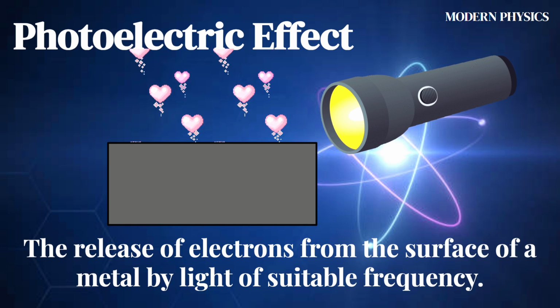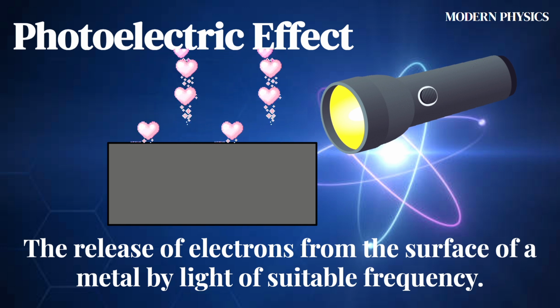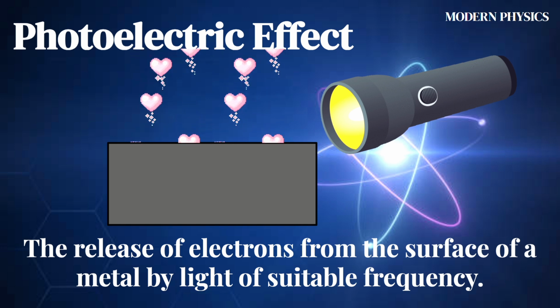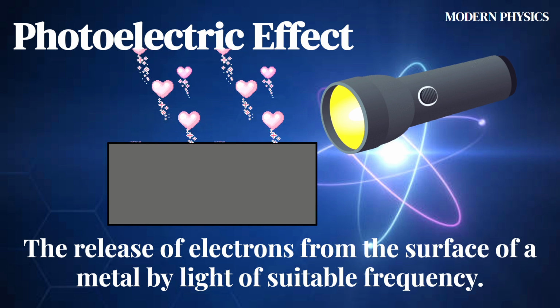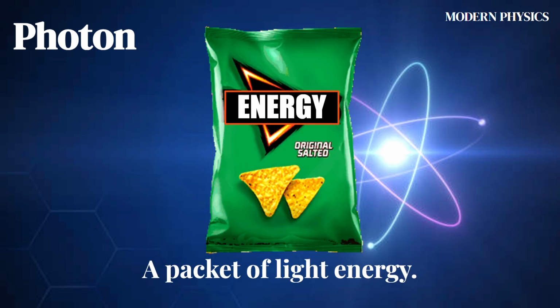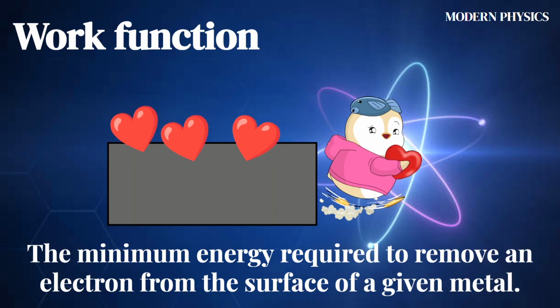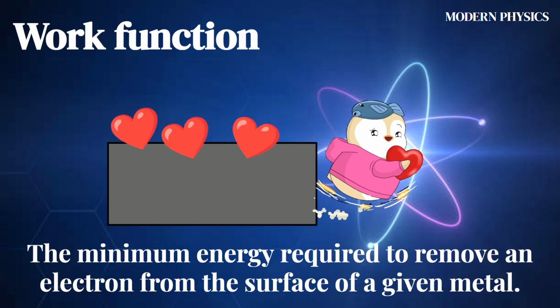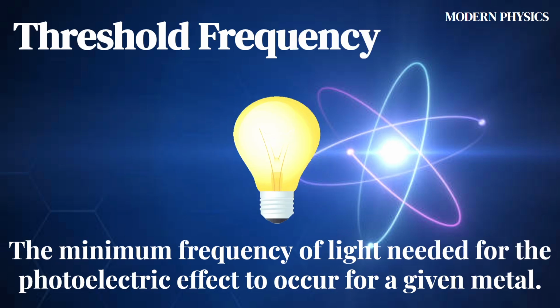A photoelectric effect is the release of electrons from the surface of a metal by light of suitable frequency. A photon is a packet of light energy. Work function is the minimum energy required to remove an electron from the surface of a given metal. Threshold frequency is the minimum frequency of light needed for the photoelectric effect to occur for a given metal.